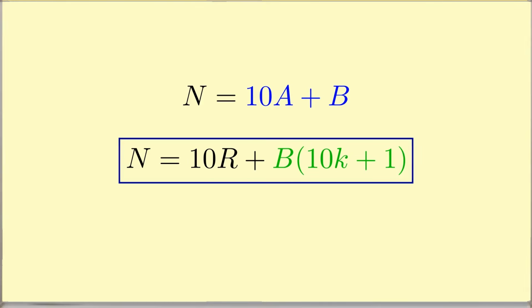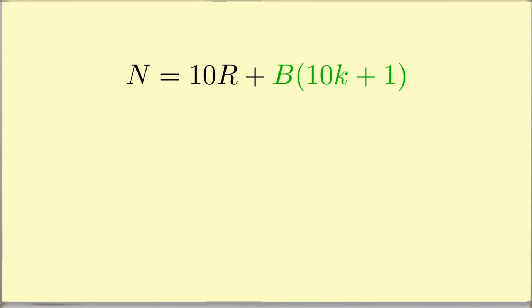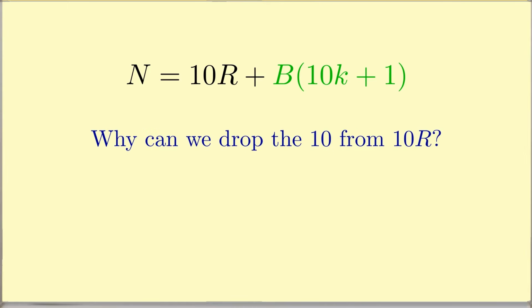Look at that second chunk. It contains our exact divisor. Because that chunk is mathematically guaranteed to be a multiple of 10k plus 1, the divisibility of the entire original number n rests completely on 10r. Now, what does it mean about the divisibility of r? Let us see. You might ask, we proved that 10r must be divisible by 10k plus 1, but our rule only checks r, not 10r. How can we legally drop that factor of 10?